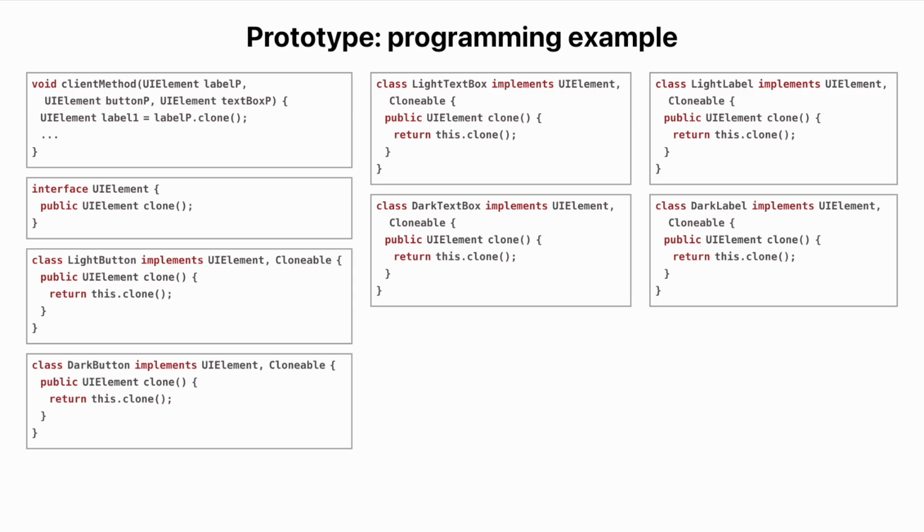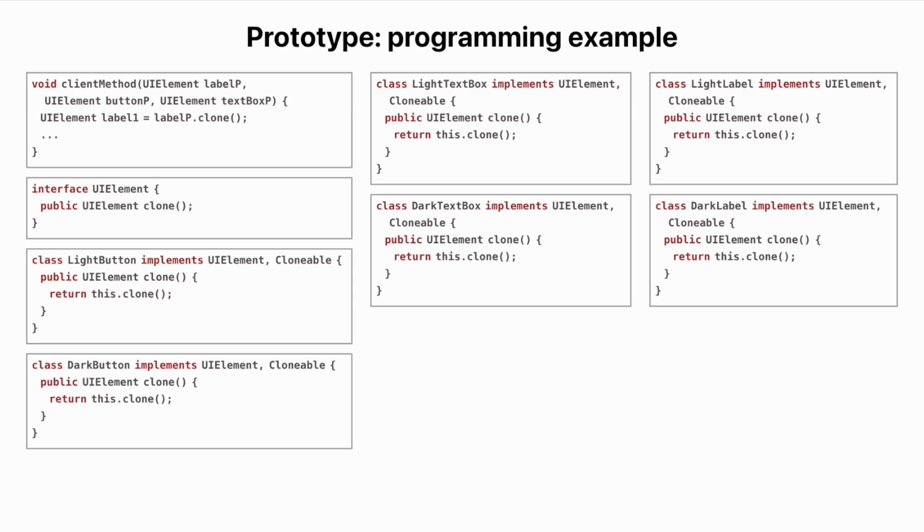For example, for the same light and dark UI theme example, suppose we have a different requirement where we need to use a text box from the light theme but a label and button from the dark theme. In the future there may be any number of combinations. For 3 UI elements, we have 8 combinations. When the number of UI elements is more, the number of combinations increases. We cannot create a concrete factory for each combination as in the abstract factory pattern. So here we can use the prototype pattern.